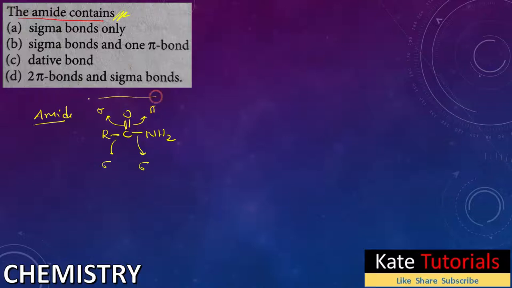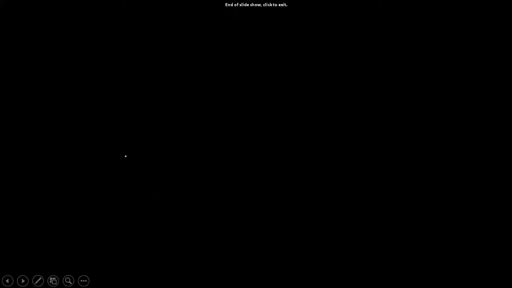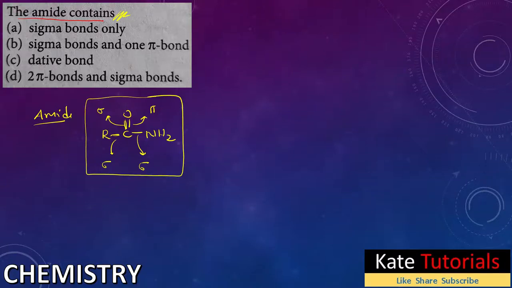right? These things you have studied in the first chapter of organic chemistry in class 11th, right? How many sigma bonds and pi bonds are there, bond line representation, everything. So what does amide contain? Amide contains a sigma bond as well as a pi bond, right? So the option will be one sigma bond and one pi bond. So B is the correct option.